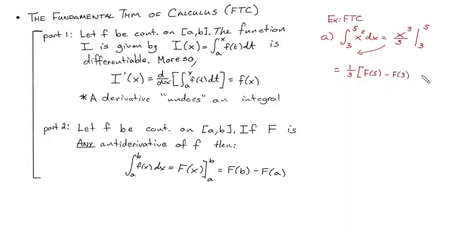Now, the one really weird part that I'm just going to annotate here, and I'll close my bracket, I'm going to say 1/3 was a constant multiple.